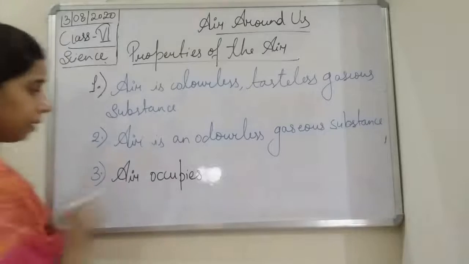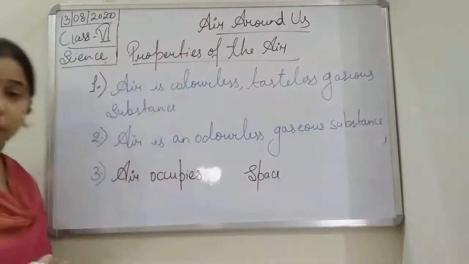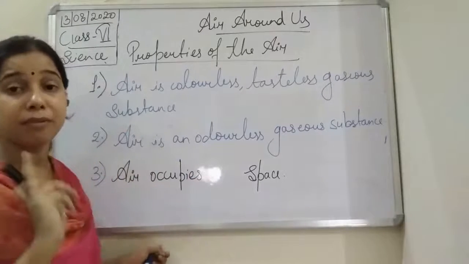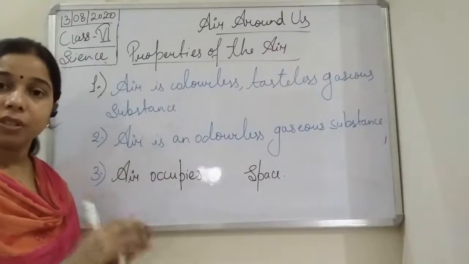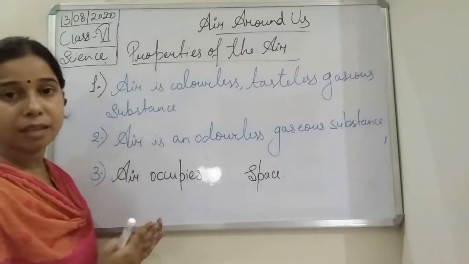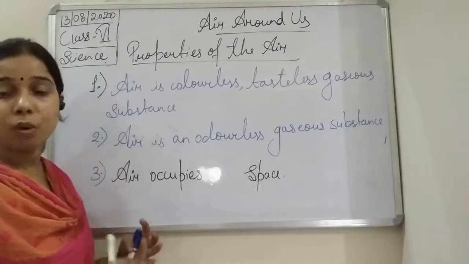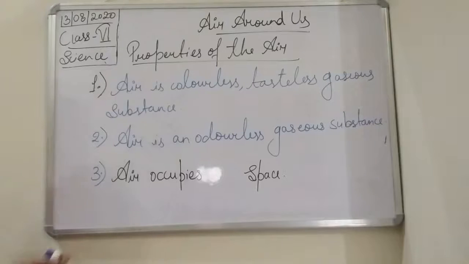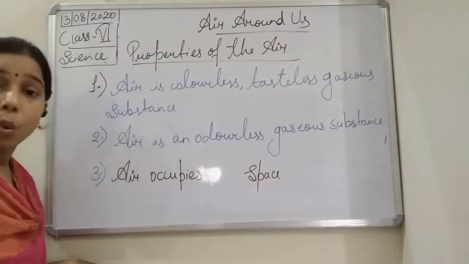It occupies space. We can understand how it occupies space with the help of the same activity that we had done yesterday. The bottle is filled with air, so the air occupies the space of the bottle. Now, the next property is that air has mass, or you can say air has weight.